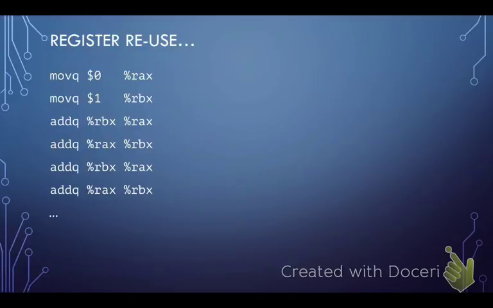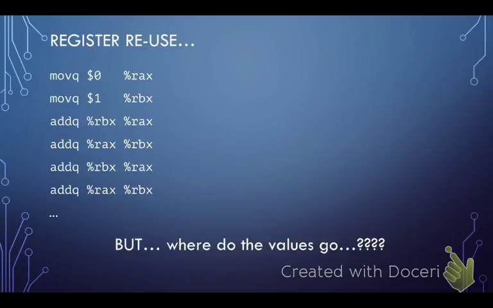So this looks great, right? We're now using just two registers in order to compute the Fibonacci sequence. So that's very good. I'm not going to run out of registers. I'm just repeatedly using the same two registers. So it's problem solved, right?